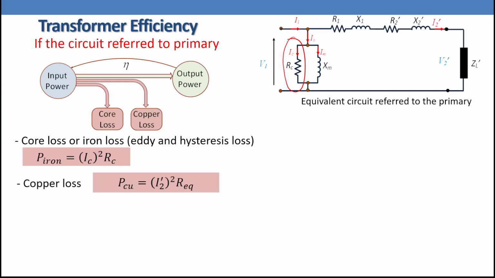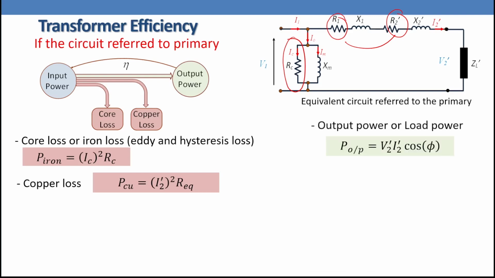Regarding the copper loss, that is I2 dash squared R equivalent, and R equivalent equals R1 plus R2 dash. Someone might say that it's R1 plus R2 dash plus R load dash. No, R load dash is the output. In this case, we are going to say output power or load power is V2 dash I2 dash cosine phi, where phi is the angle between V2 dash and I2 dash. Or you can calculate it as I2 dash squared R load dash.